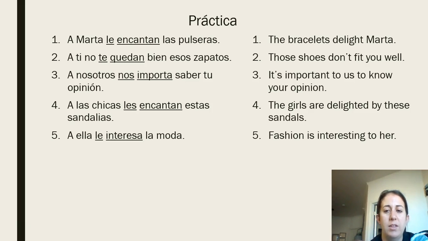And then, again, the bracelets delight Marta, or Marta loves the bracelets. Those shoes don't fit you well. It's important to us to know your opinion. The girls are delighted, or the girls love these sandals. And then fashion is interesting to her, or she's interested in fashion.